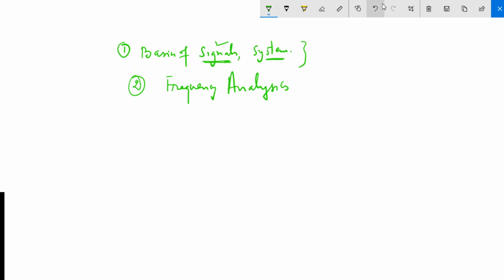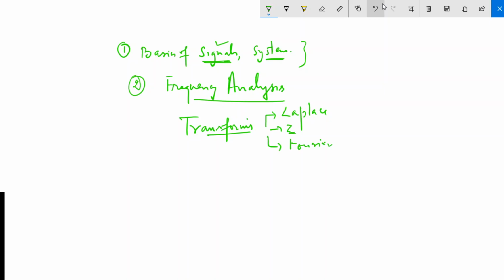Frequency analysis. In the frequency analysis, you have Fourier, or in general we will study the transforms, which is a core topic again in DSP. So there are different transforms that we already have studied. You have Laplace, you have Z transform, you have Fourier transform. Okay, this you may have studied in your signal system course.